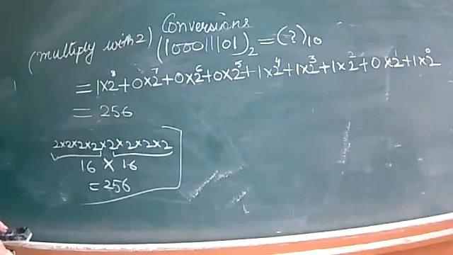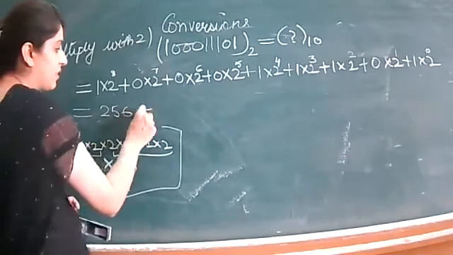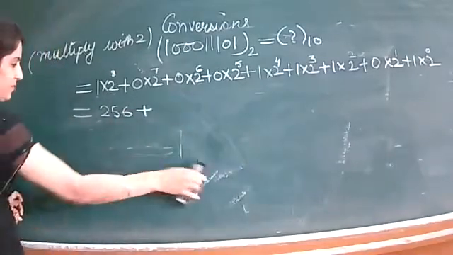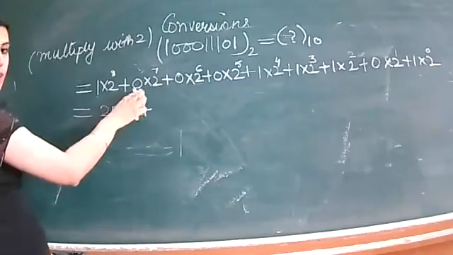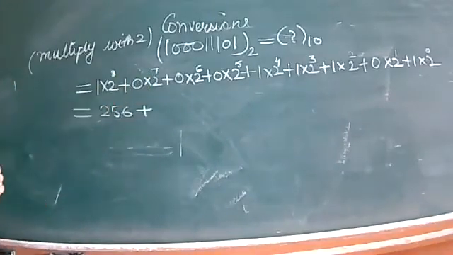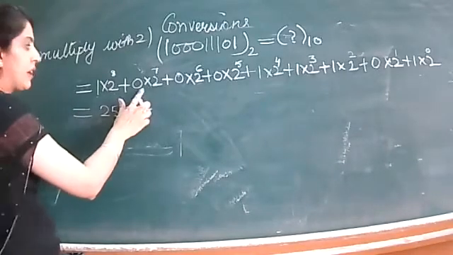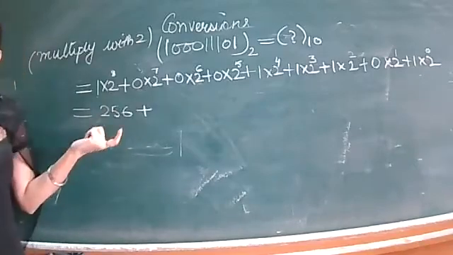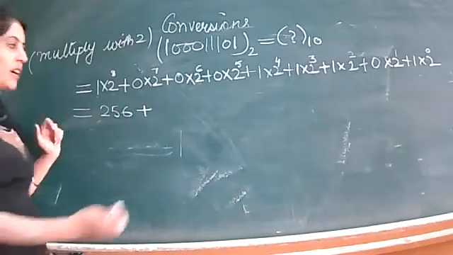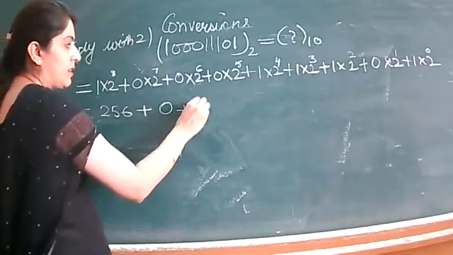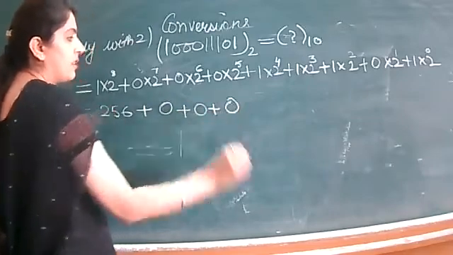Right? After this, you have to multiply with 0, 2 raised to power 7. No need to calculate 2 raised to power 7, because we have to multiply it with 0. Any number multiplied with 0 will give 0. Next one is also 0. Next one is also 0.